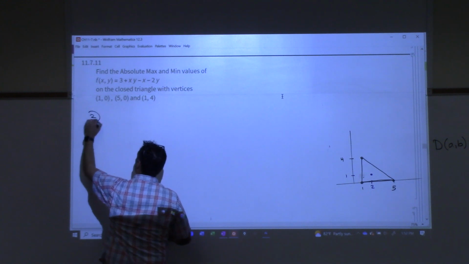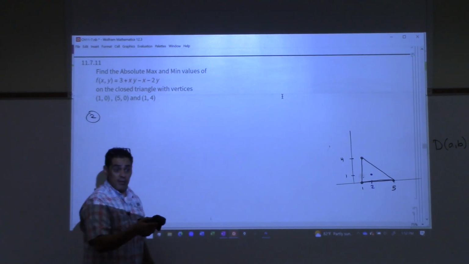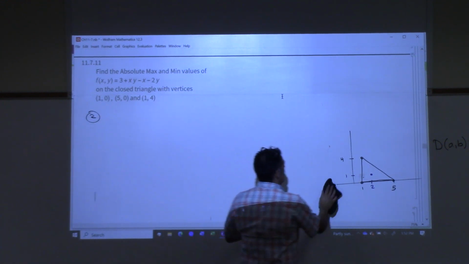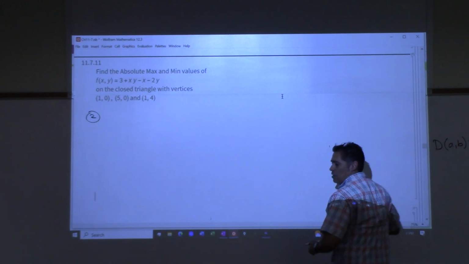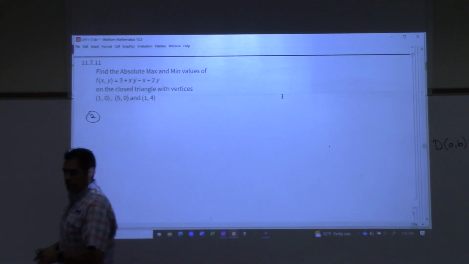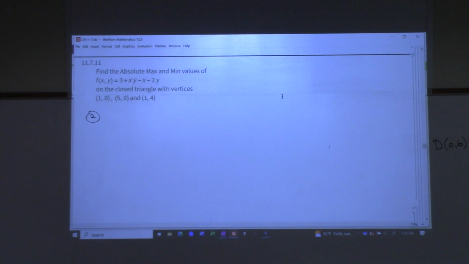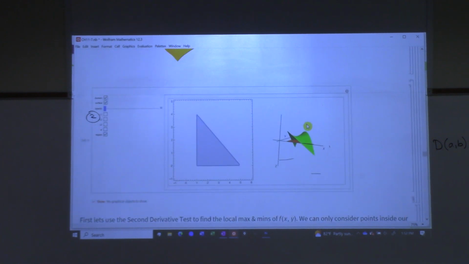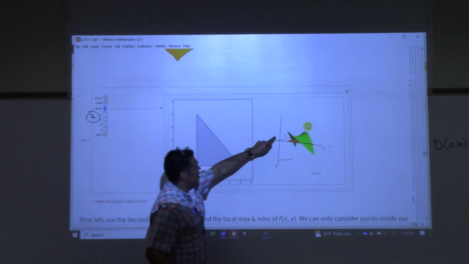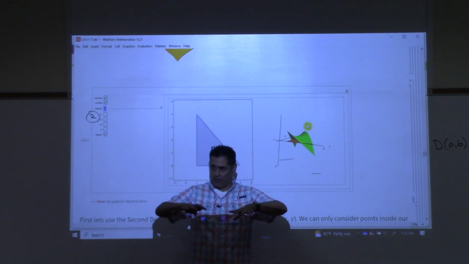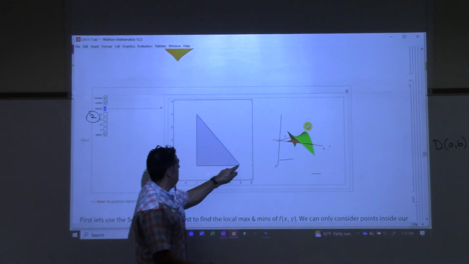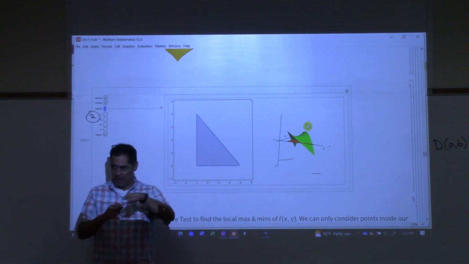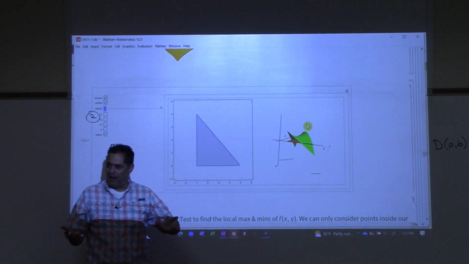So step 2. Let me show it to you visually. Oh, no, I want to show it to you visually first. All right? What we need to do is look at the value of this green surface. We need to look at the values along the boundary. But the boundary is a triangle, right? So how do we do that?